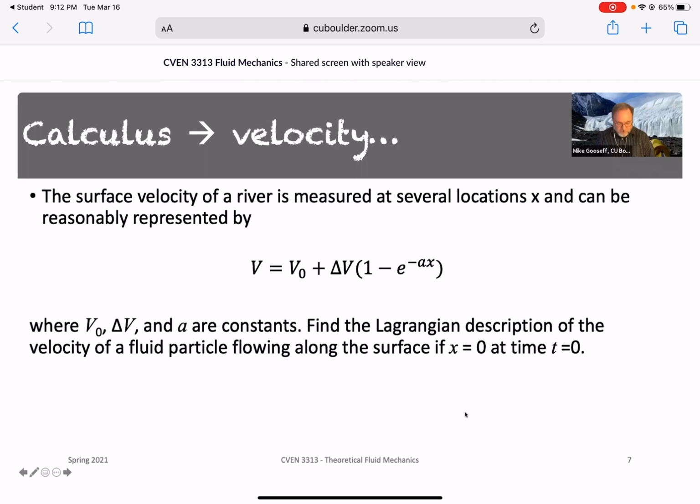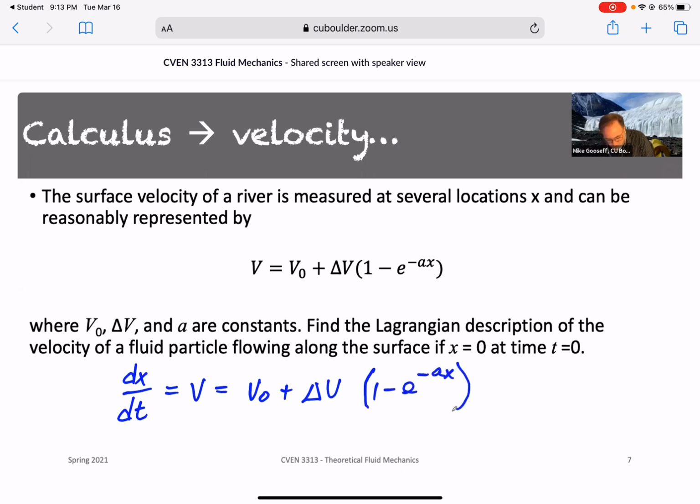Okay, so we're going with sort of these initial locations. All right, so let me get my pen going here. Essentially we have velocity, or we could say dx dt, as a velocity representation, is equal to v, is equal to this v naught plus delta v times 1 minus e to the minus ax, right? So that's just a rewriting of that.